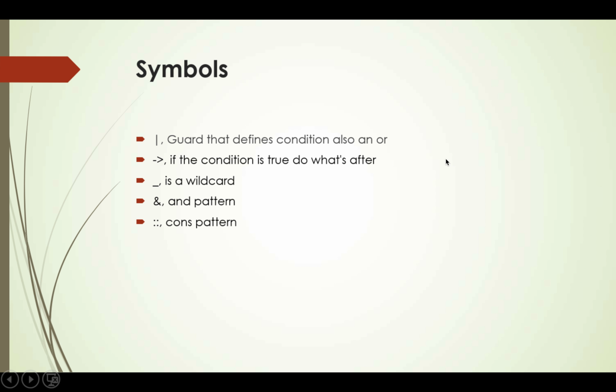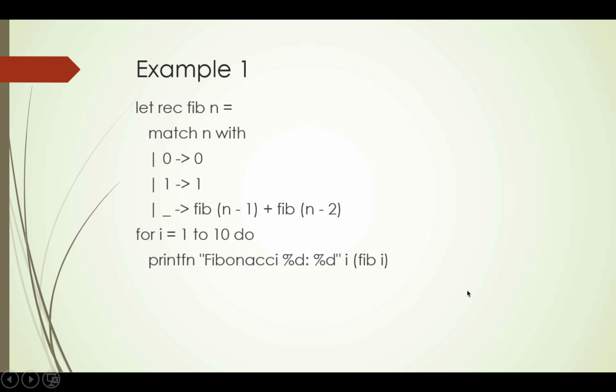These are some symbols that we're going to use. This pipe here is a guard, and it's also an OR. This here is an if condition. If the condition before is true, then do what's after. This is our wildcard. We have an AND pattern and a cons pattern.